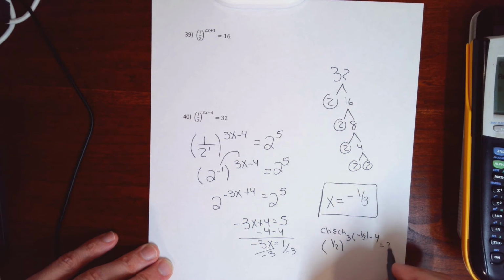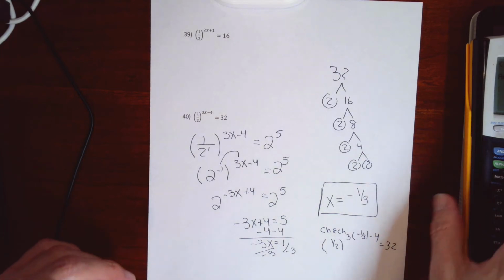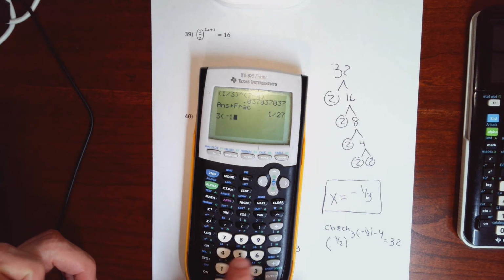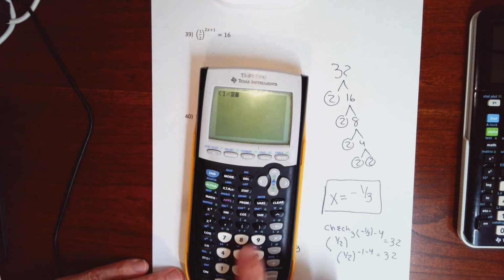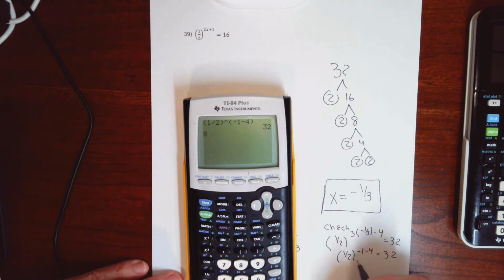For checking, it has to be the case that 1/2 to the 3 times negative 1/3 minus 4 power equals 32. It's going to take some heavy lifting on my calculator to get this in. Let me multiply 3 times negative 1/3 so I don't have to do too much work on my calculator. 3 times negative 1/3 is negative 1. So this is really just going 1/2 to the negative 1 minus 4. I need to make sure that equals 32. That I can check. I could even simplify that more. So 1/2 in a parentheses, up arrow, negative 1 minus 4. My answer is only correct if when I hit equals I get 32, which I do just fine. So I can check all of these.